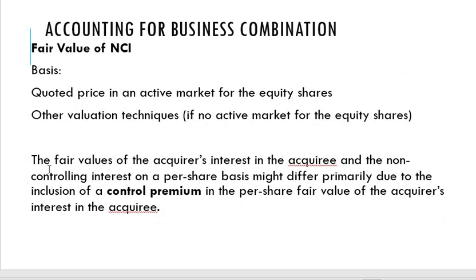So, the basis of the fair value of NCI is the quoted price in an active market for the equity shares, or other valuation techniques if there is no active market for the equity securities. The fair value of the acquirer's interest in the acquiree and the non-controlling interest on a per share basis might differ primarily due to the inclusion of a control premium in the per share value of the acquirer's interest in the acquiree. So, if there is a control premium, then the per share valuation of the interest in the acquiree will differ.